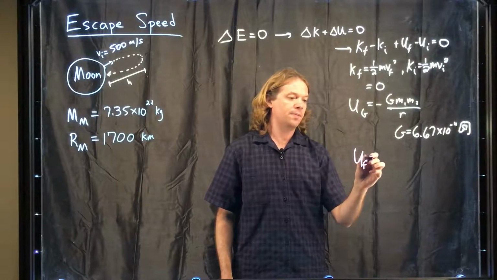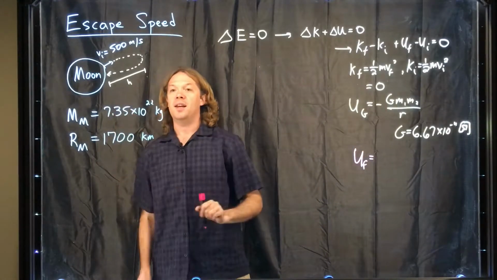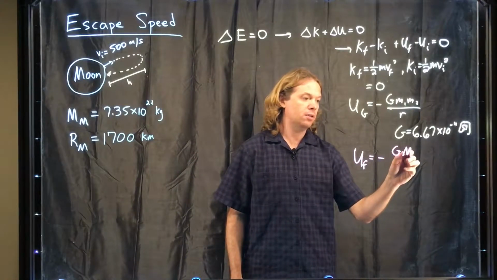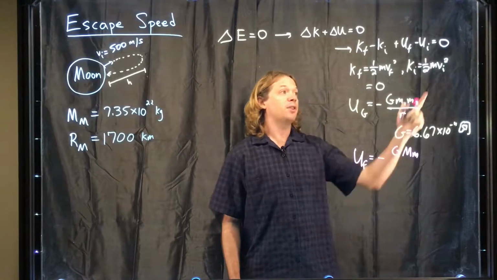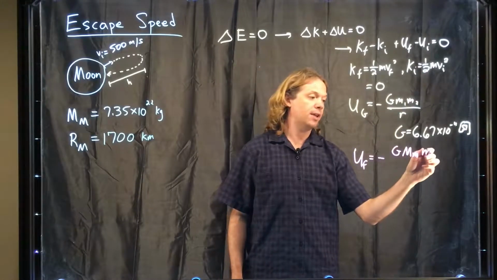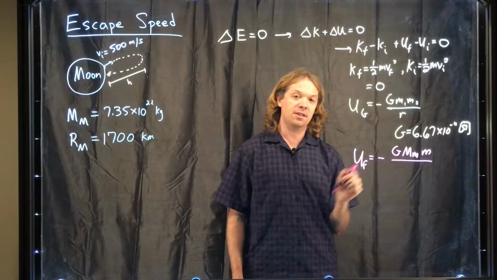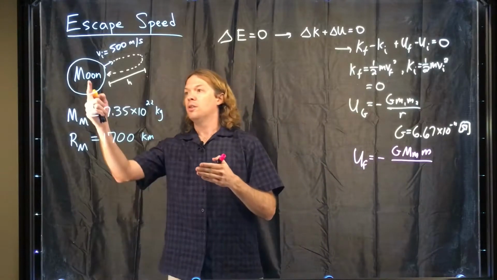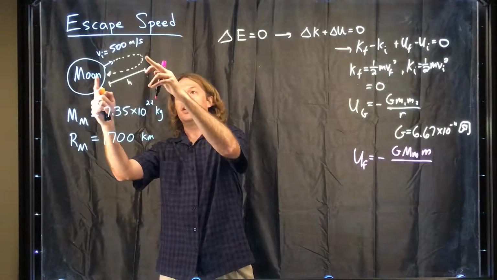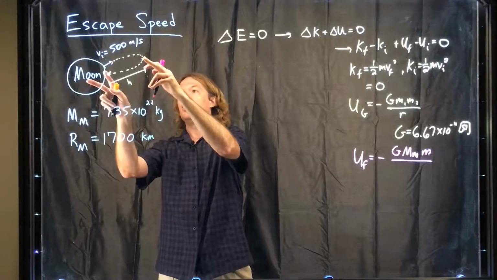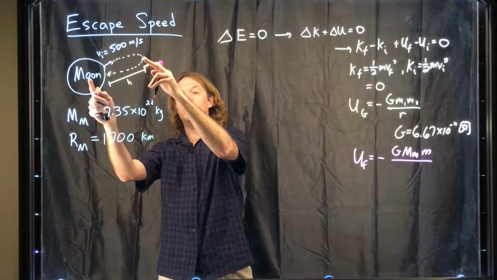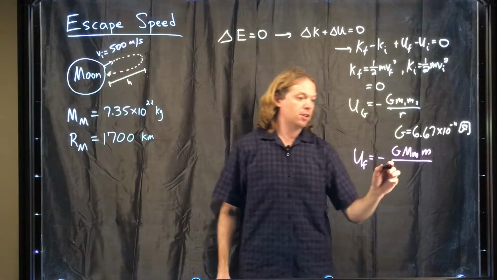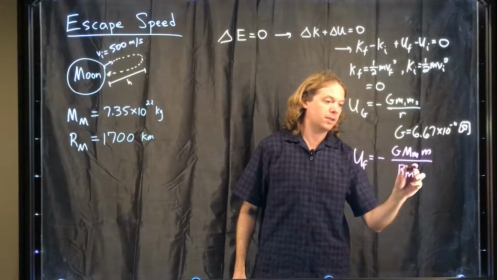So U final is going to be when it's at a height h. The two masses, I want the mass of the moon and the mass of the object. I've already called the mass of the object m here, so I'm going to leave that as m. And the distance I want is the distance between the center of the moon and the object. The center of the moon is here, the object is here. This distance h is here. The moon has a radius, so the total distance between the centers of the two objects is the moon's radius plus the height of the object. So I'm going to call that rm plus h.